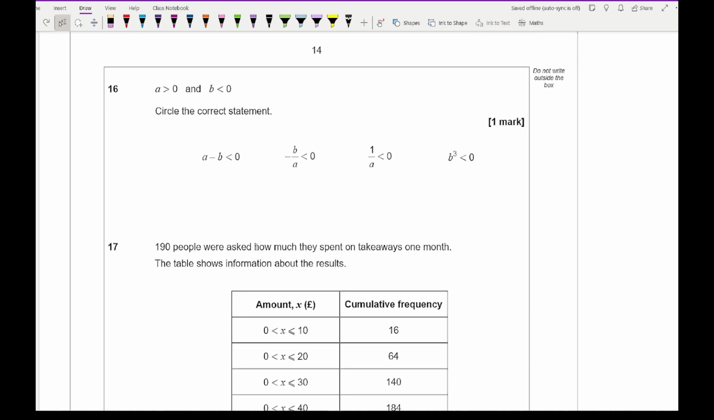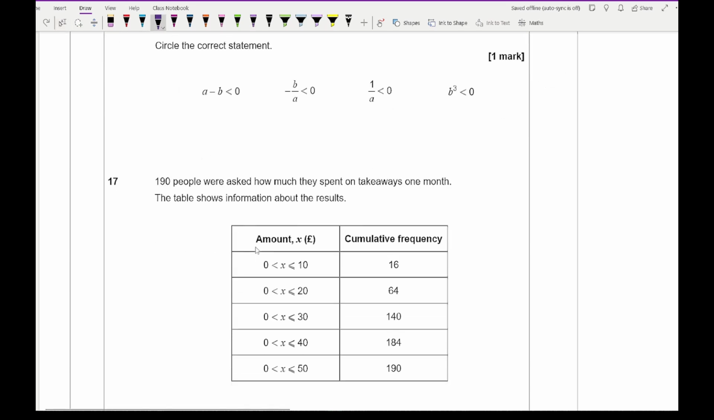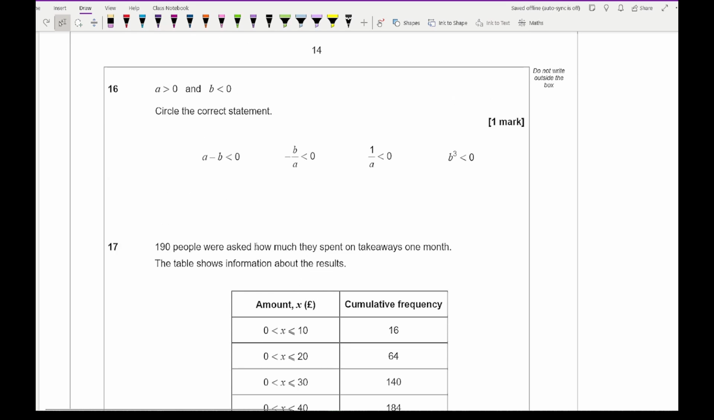Moving on to 16, it says that A is greater than 0 and B is less than 0. Circle the correct statement. Now for these particular questions, if you're not given whether A and B are integers or whatever, as in this case, just make up a number that falls under the category. So for A, make up a number that's bigger than 0. For B, pick a number that's smaller than 0. So in other words, A is positive and B is negative.